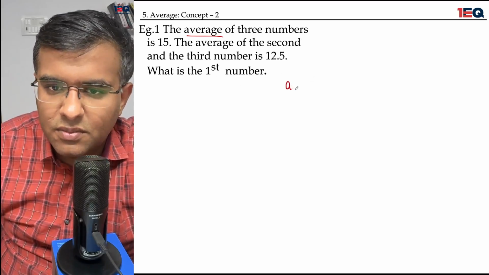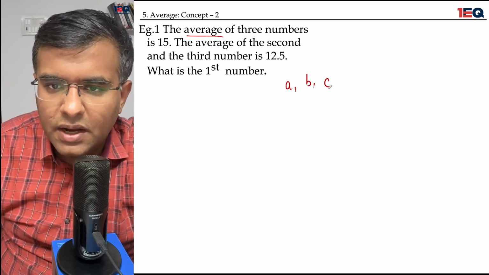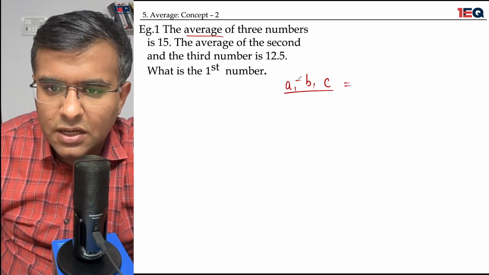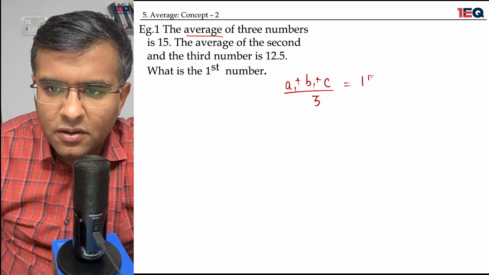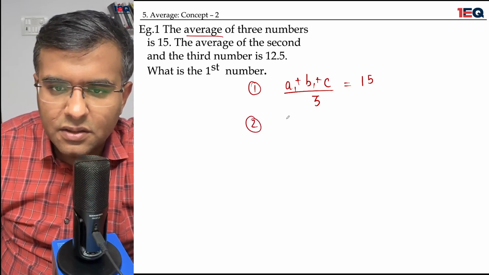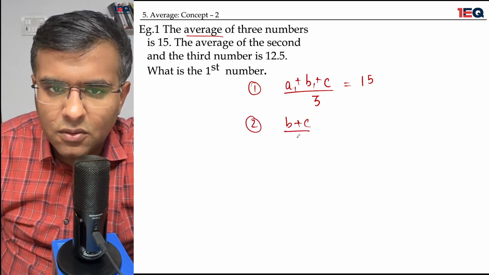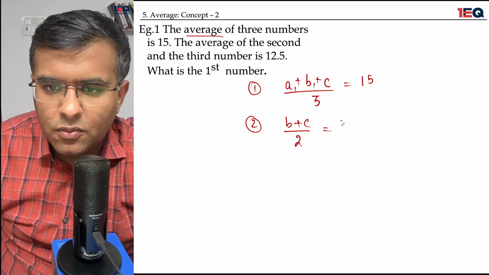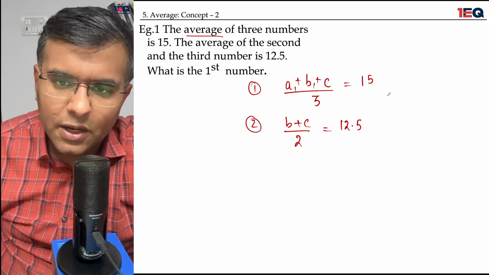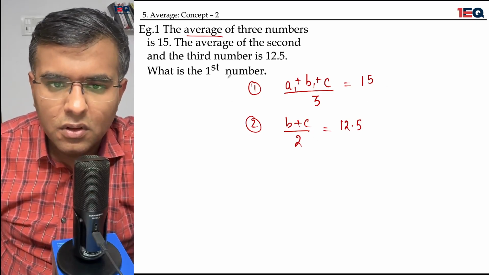The average of three numbers is 15. Let's assume the three numbers are A, B, and C. The average of these three numbers, I'll quickly put a plus sign between them and divide them by 3, is 15. This is the first one. The average of the second and the third, B plus C whole upon 2, is equal to 12.5. What is the first number? I quickly need to find out the value of the first number.